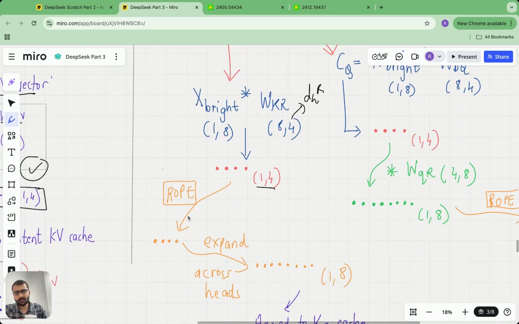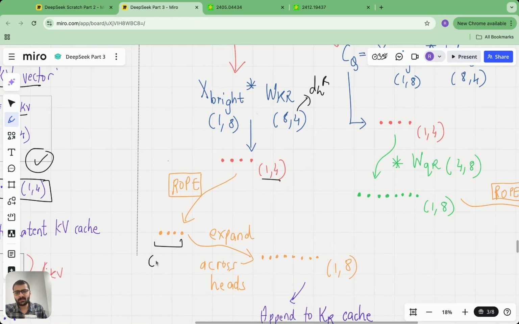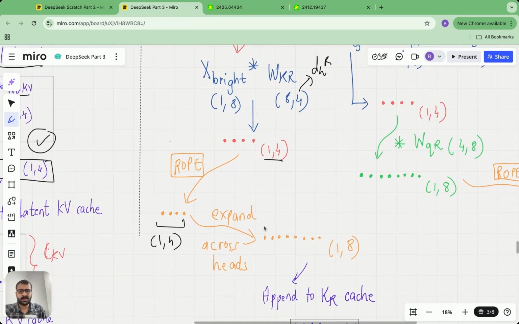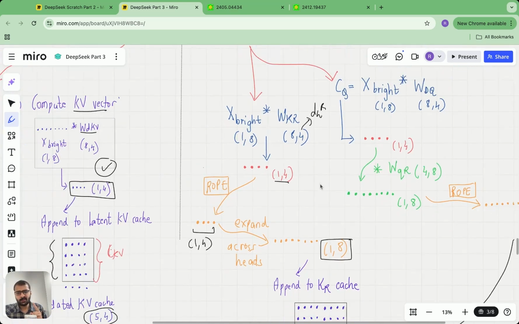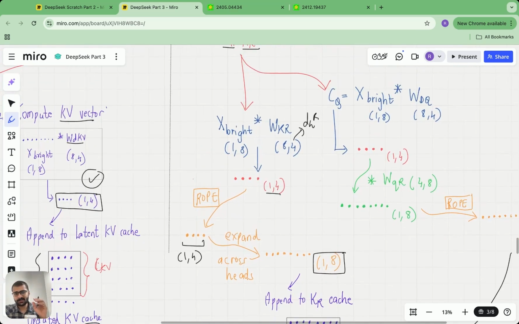I will apply the rotary positional encoding to it, which will preserve its size. So my keys vector will be 1 by 4, but this is only for one head. I'll need to expand it across two heads so that it will be 1 comma 8. And one more thing I want to mention here is that we are going to cache my KR matrix.